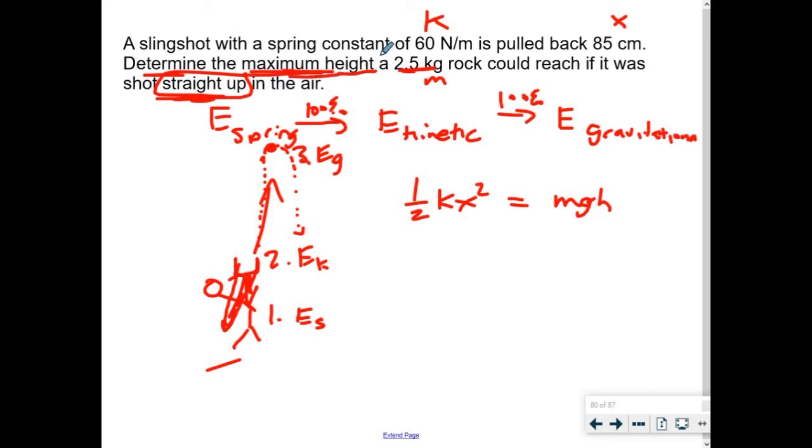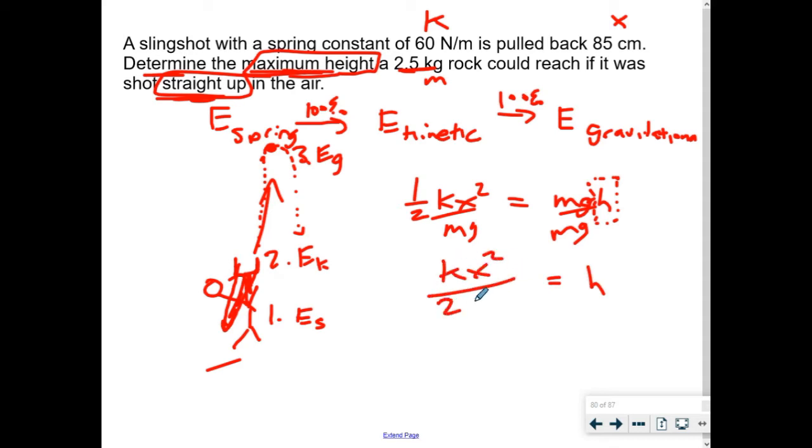We want to find the maximum height this rock would get to. So I've now built a formula that is logical based on what I know. Let's solve for height. How do I mathematically rearrange this for height? Divide by mg. If I divide both sides by mg, I like writing it as kx squared over 2mg. It's kind of organized. I'm just taking the 2, and since it's on the denominator, I'm throwing it down with the m's and g's. Is that okay? Okay, plug in some values.